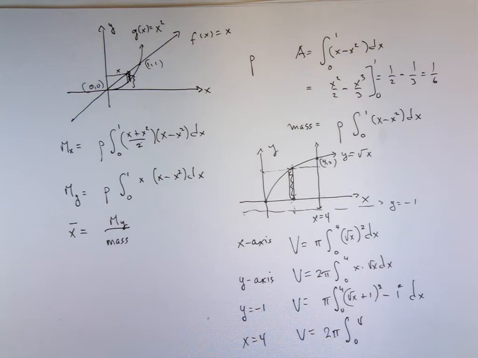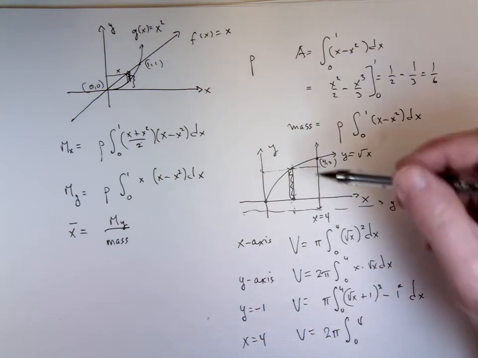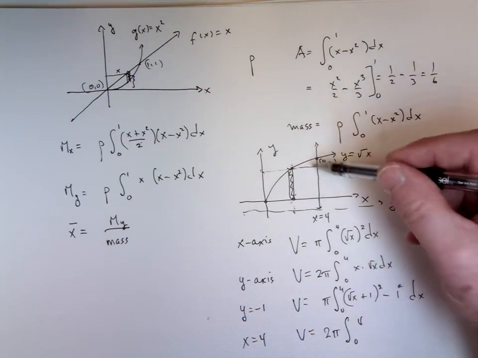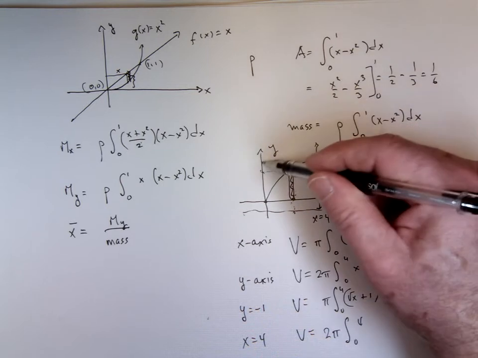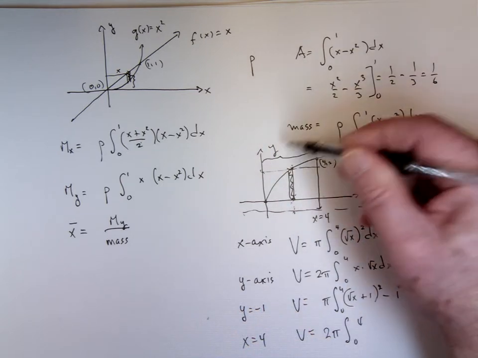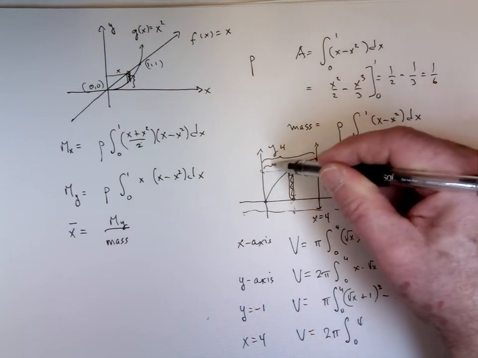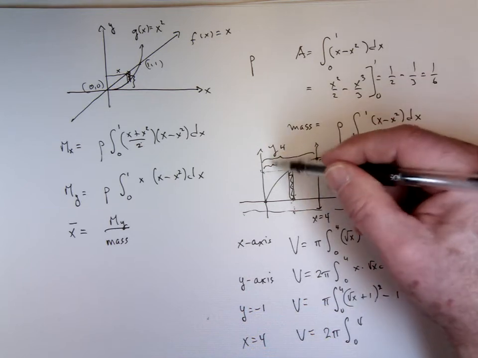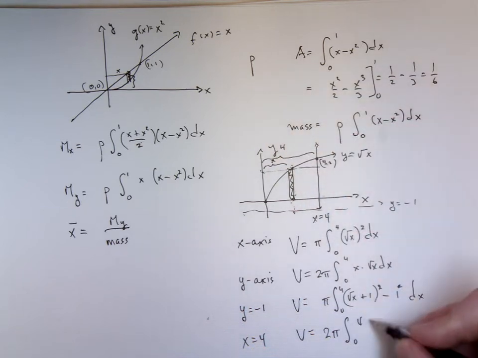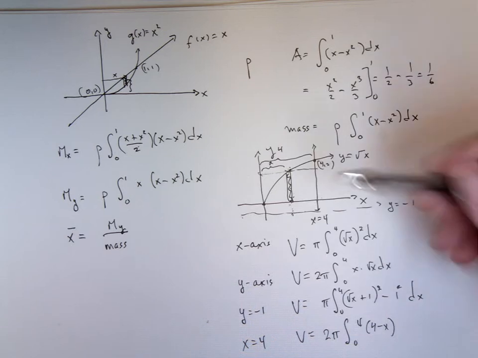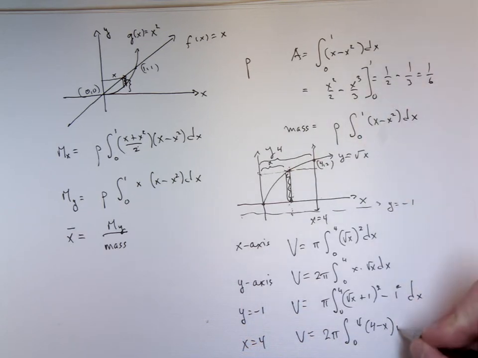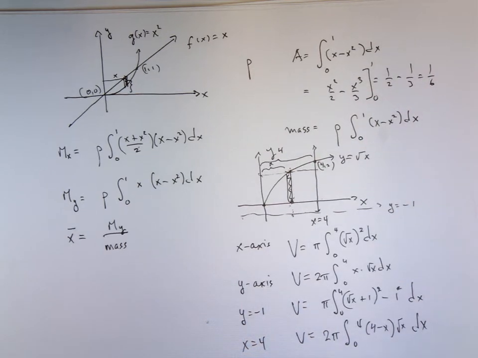Am I still on paper? Yep. R. Now, R is this distance here. What is this distance equal to? It's equal to this distance, 4, minus this distance, the distance from the y-axis, which is x. So that's going to be 4 minus x. H, which is this height, square root of x. Okay? So you got a 4 minus x, square root of x, that would be c.